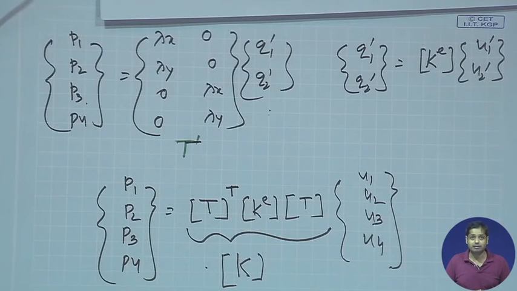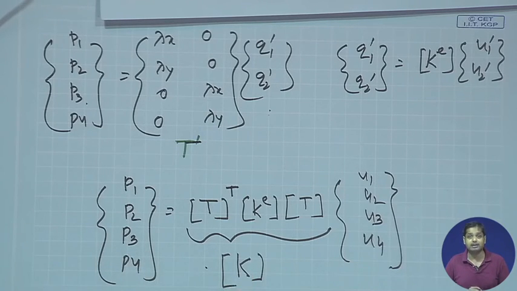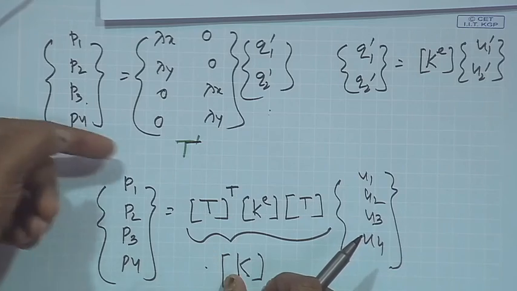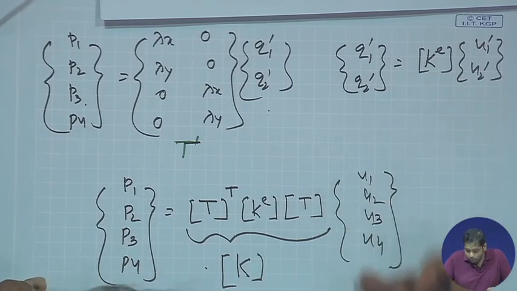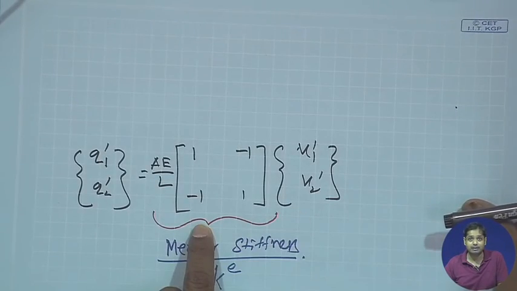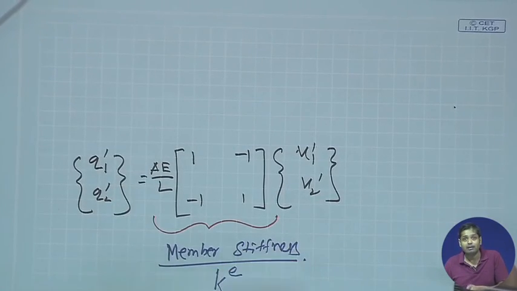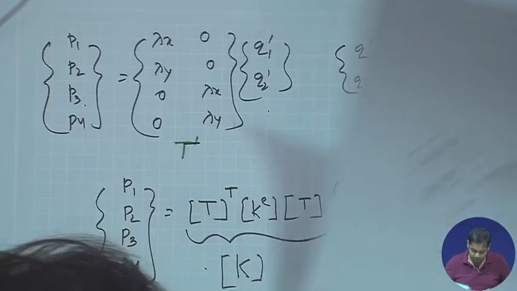Global stiffness is essentially the element stiffness matrix written with respect to the global coordinate system. Why am I saying it is written with respect to the global coordinate system? Because this stiffness matrix relates the global load vector with the global displacement, whereas this stiffness matrix relates the local load vector and the local deformation. Okay.